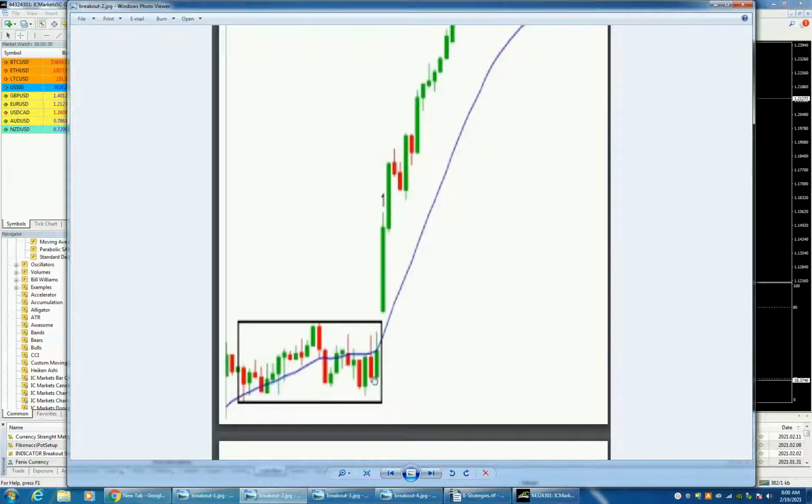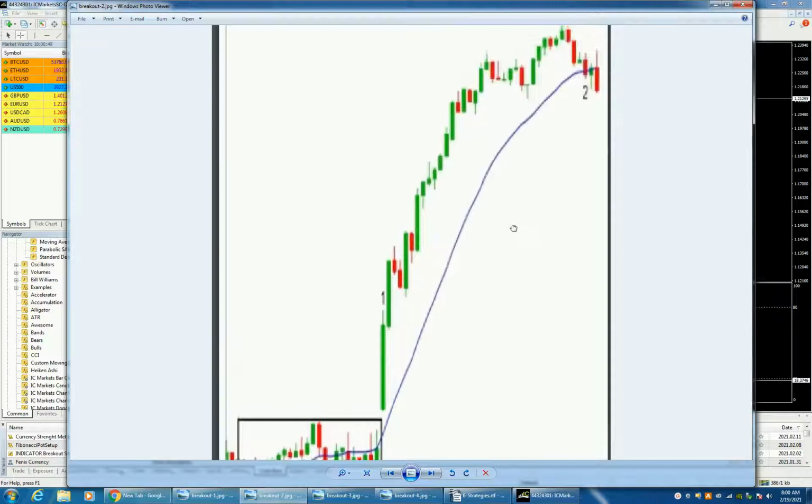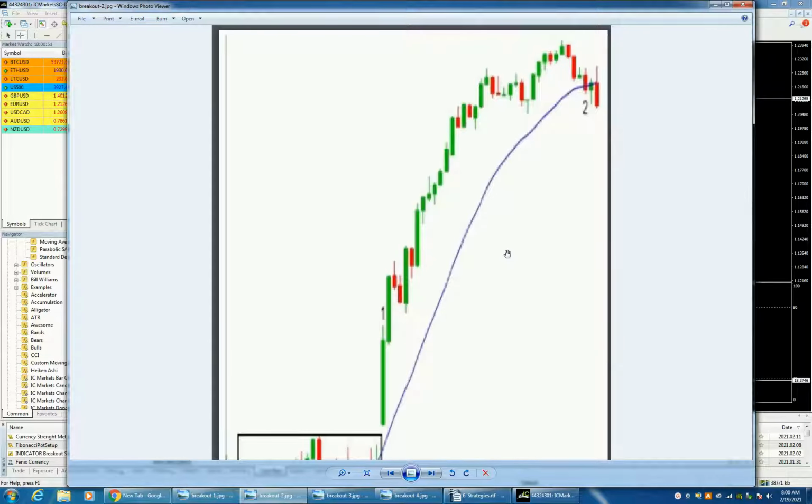So this is another breakout. There's a range here and the price breaks out. You can see the bar number 1 just exploded to the upside. This is in a very explosive bullish market, and this is a strategy that you can use.